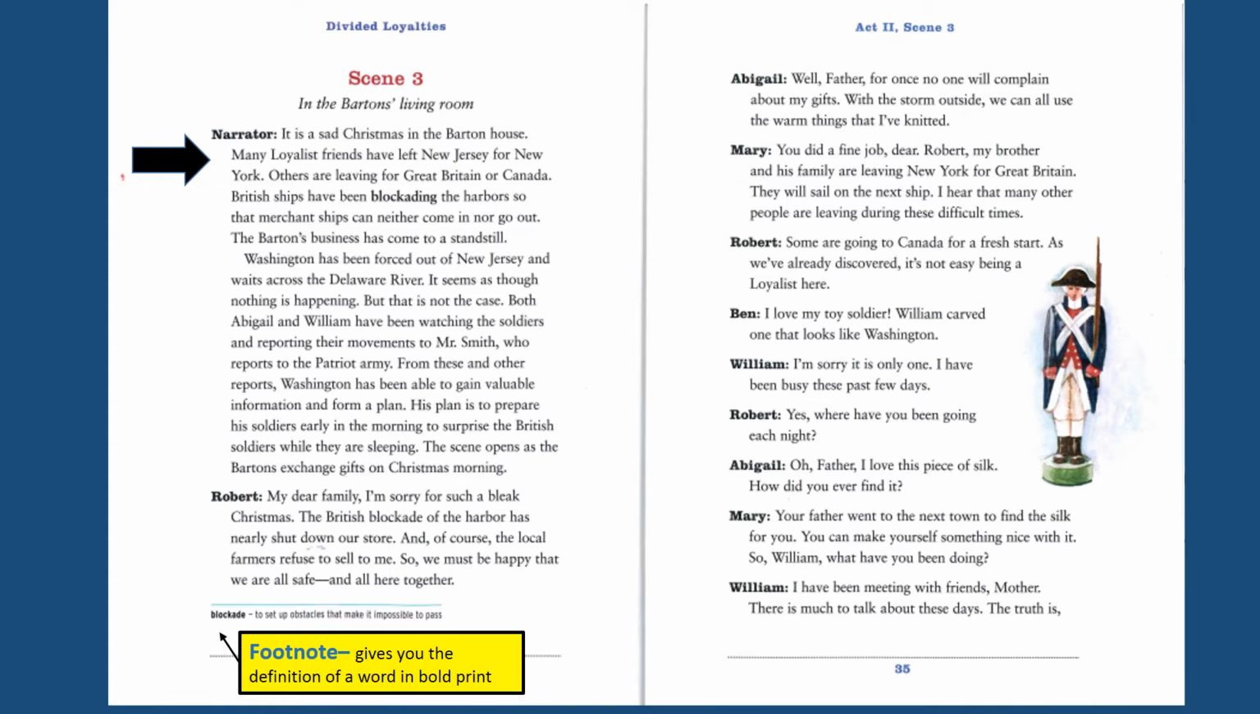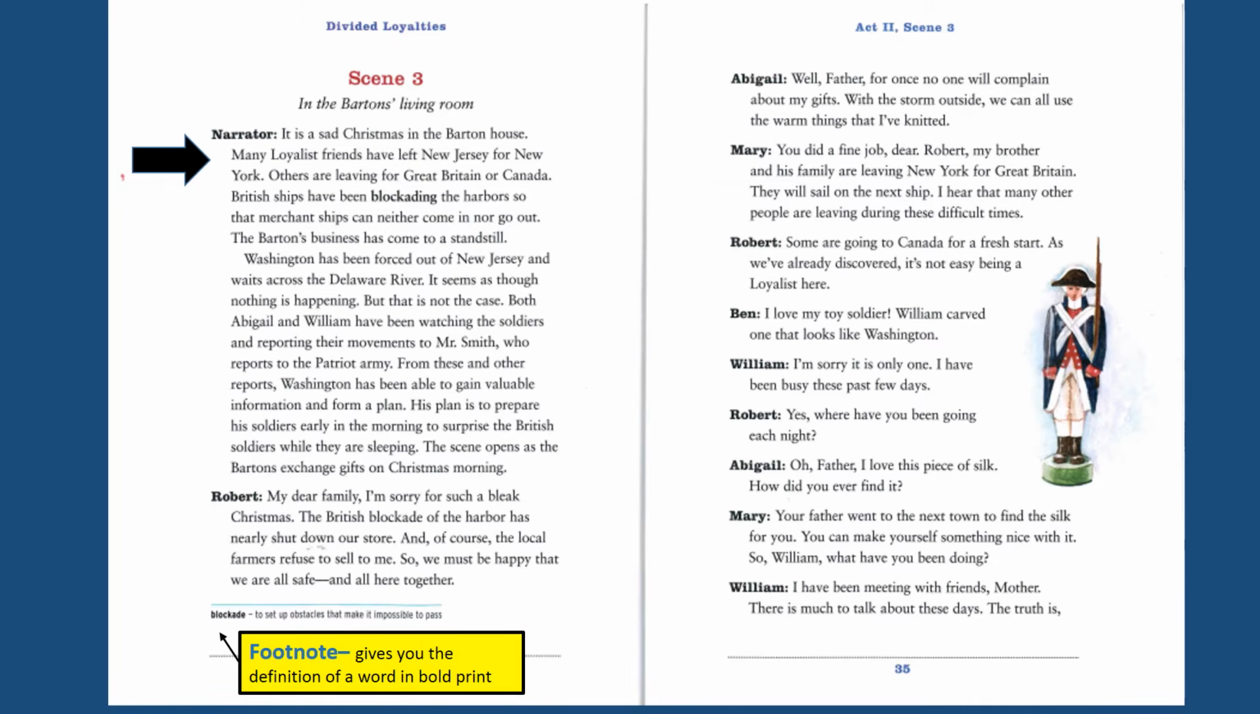Washington has been forced out of New Jersey and waits across the Delaware River. It seems as though nothing is happening, but that is not the case. Both Abigail and William have been watching the soldiers and reporting their movement to Mr. Smith, who reports to the Patriot Army. From these and other reports, Washington has been able to gain valuable information and form a plan. His plan is to prepare his soldiers early in the morning to surprise the British soldiers while they are sleeping.